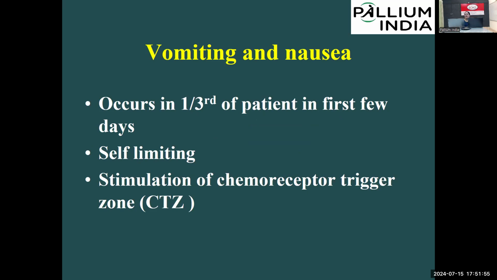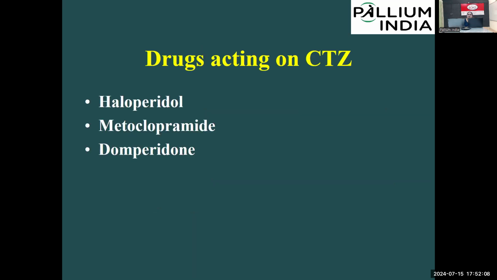And how does this vomiting and nausea happen? This is due to the stimulation of the chemoreceptor trigger zone. So, the drugs acting on the chemoreceptor trigger zone like metoclopramide, haloperidol, domperidone, etc. are prescribed along with morphine.